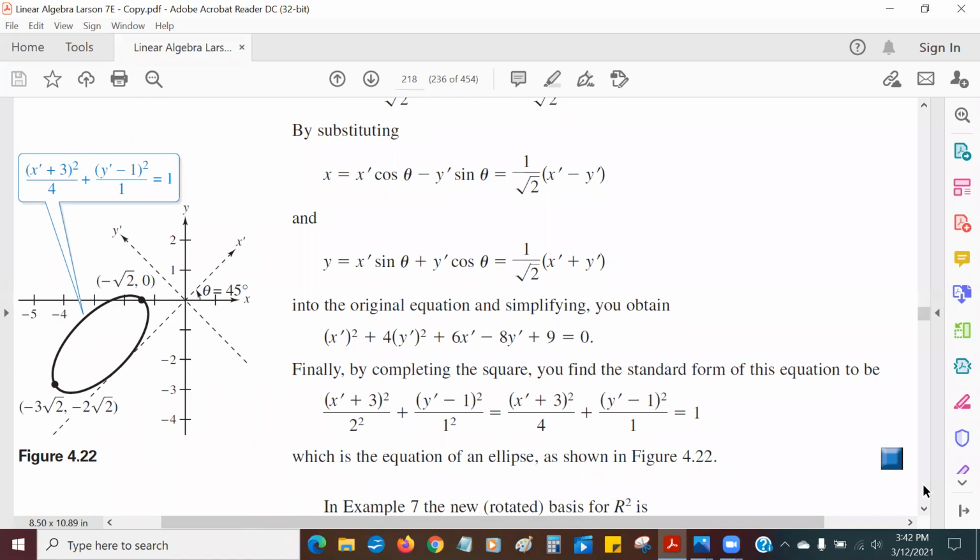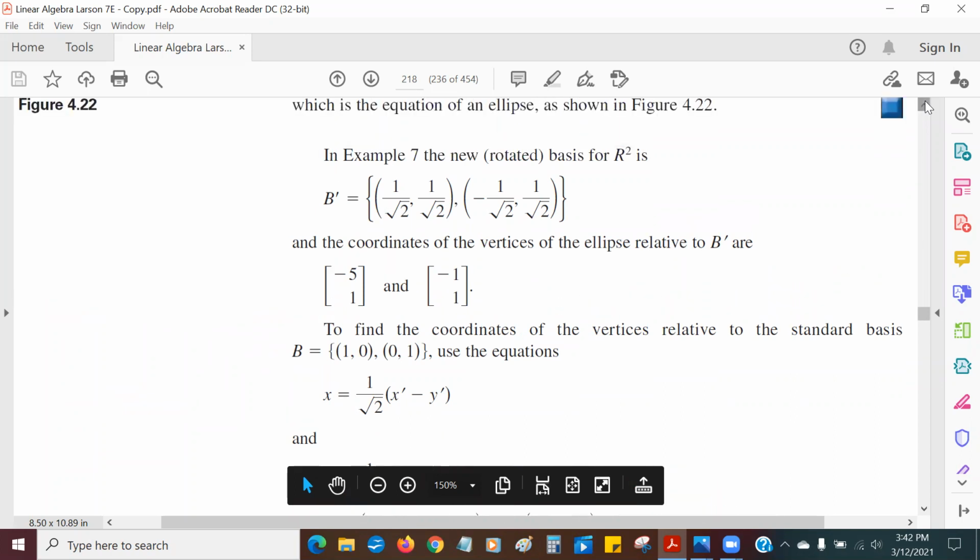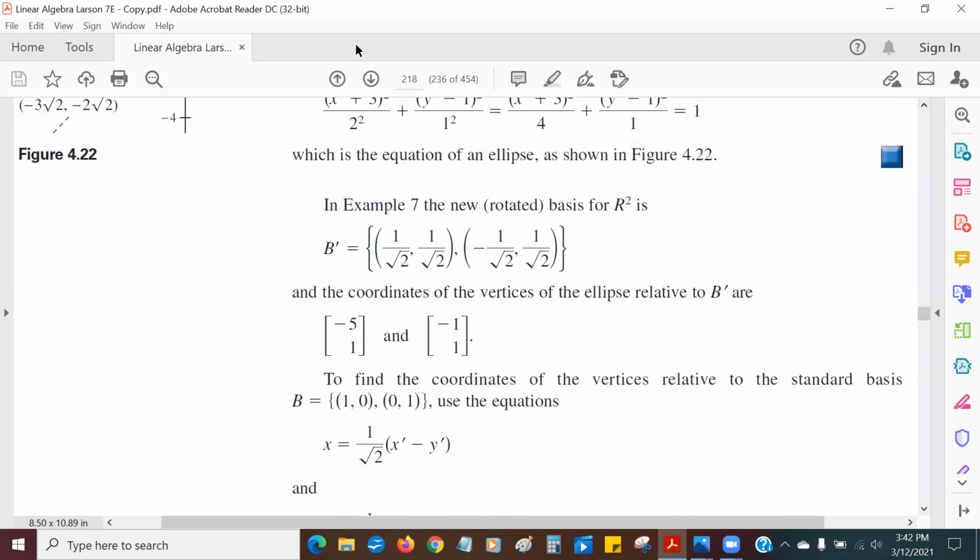So we rotated this. Now, what are the axes? I'm sorry, not the axes. What are the vertices of this rotated ellipse? So the new rotated basis B prime is equal to (1 over rad 2, 1 over rad 2) and (negative 1 over rad 2, 1 over rad 2), because that was the cosine theta, sine theta, and so on and so forth. And the coordinates of the vertices of the ellipse relative to B prime are going to be (negative 5, 1) and (negative 1, 1).